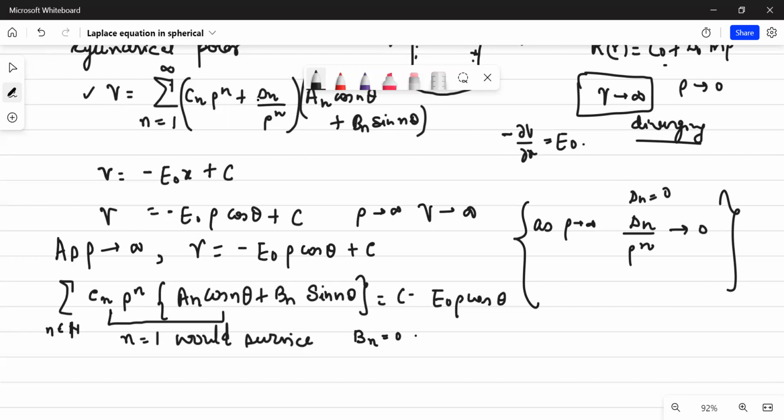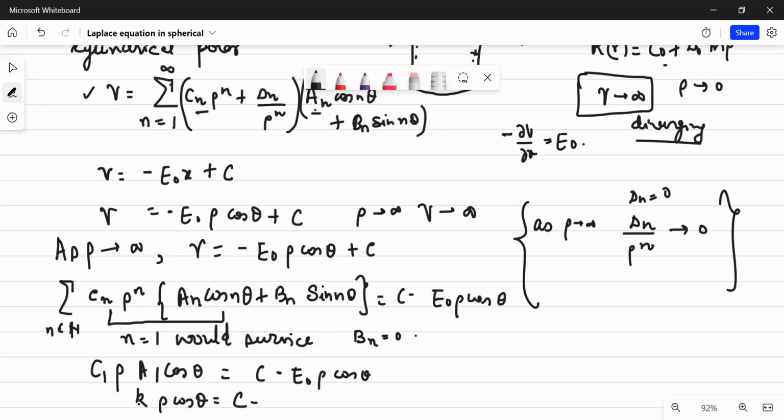Okay. Now try to see what I'll write: only the n equal to 1 term would survive. So this is C1 rho A1 cos theta, and this will be equal to C minus E naught rho cos theta. If you write this C1 A1 as a single constant, because after all Cn and An multiplied together make a constant, let us write An into Cn as some K. So K rho cos theta is equal to C minus E naught rho cos theta.